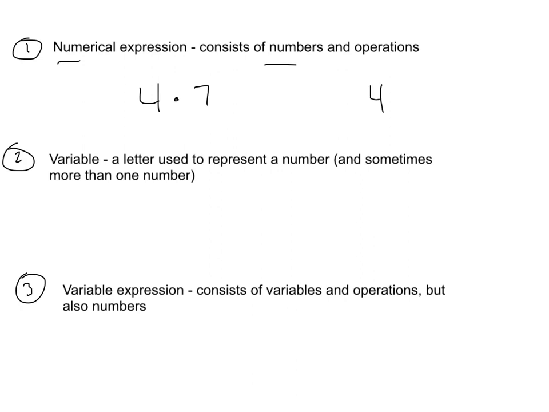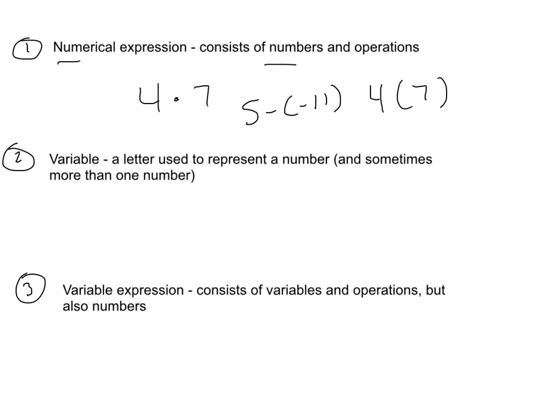You could have 4 parentheses 7, right? When you have a number right next to a parentheses, that means multiply, so this would also be a numerical expression. 5 minus negative 11 would also be a numerical expression.